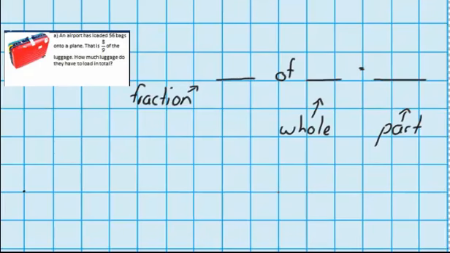Let's try another question. Let's look at this question here. An airport has loaded 56 bags onto a plane. That's 8/9 of the luggage. How much luggage do they have to load in total?